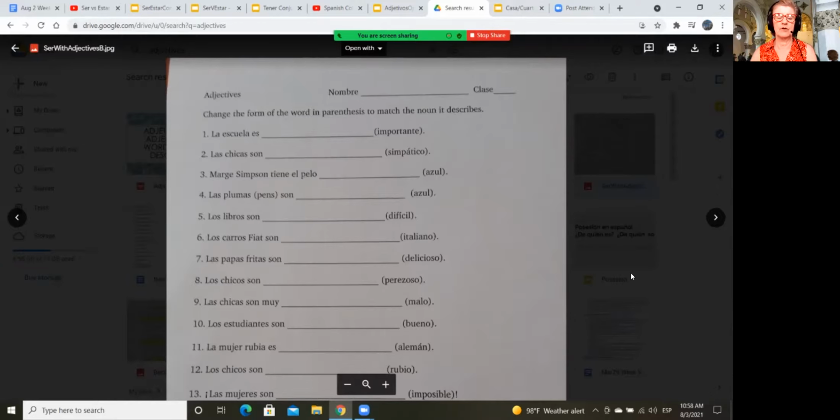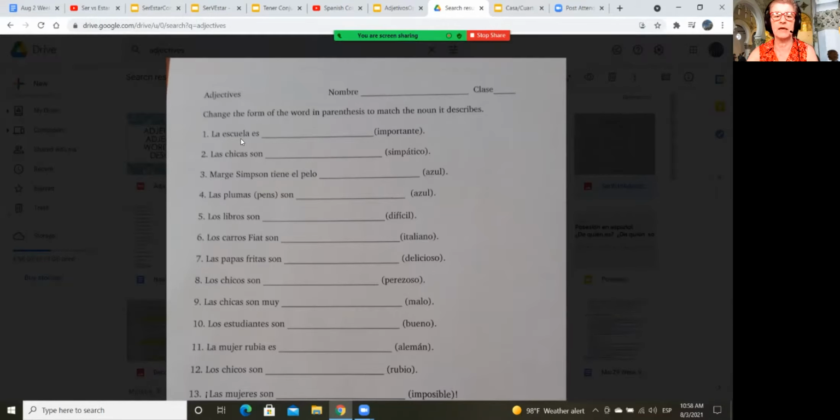I am going to send you this page, and we're going to see if you can change the word in parentheses into the form it needs to be, based on the thing it's talking about. And remember, adjectives, descriptive words that do not end in -o, use the same masculine and feminine word, no change. But adjectives that do end in -o, we'll get both a masculine and a different feminine form. They may go from singular to plural. So see if you can get some of these.